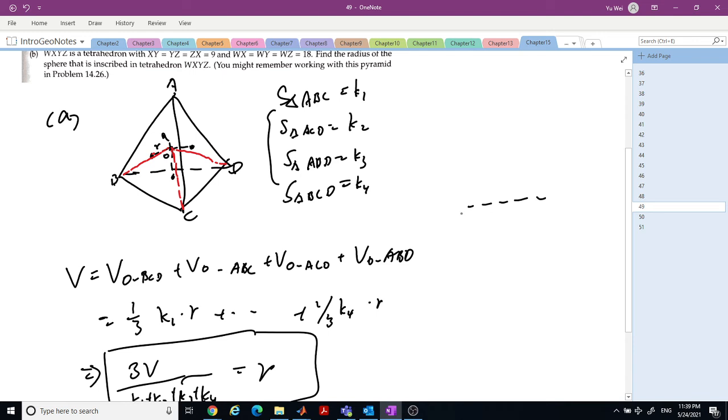So now we know we have a pyramid ABCD, with edges 18, 18, 9, 9, 9, 9, and 18. We want to find the center of the sphere. In this case, you can see all the faces are congruent isosceles triangles, and the center should land here, at O.